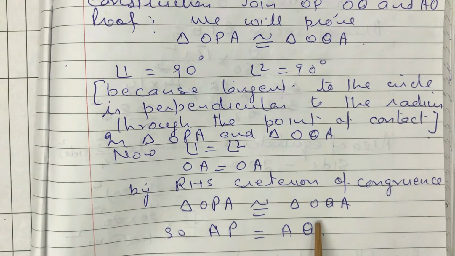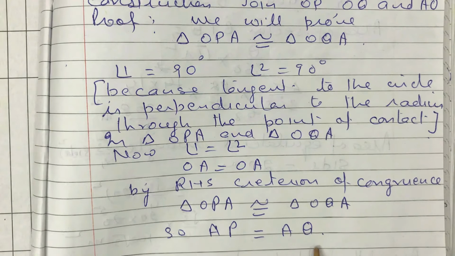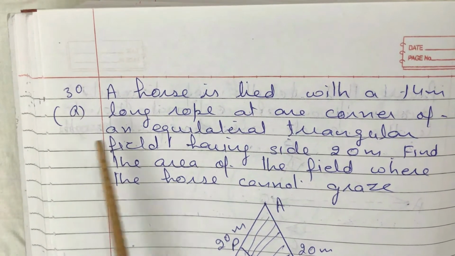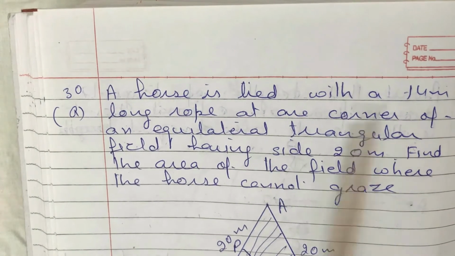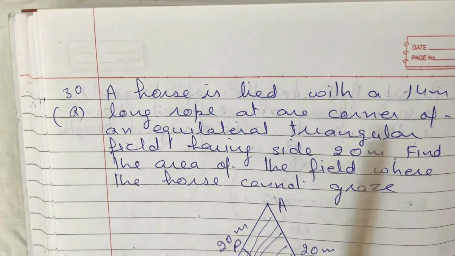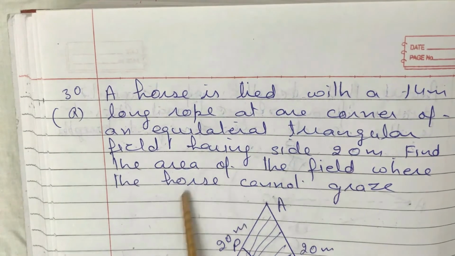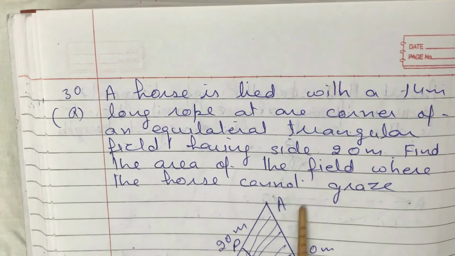So this is a theorem and this is an easy theorem. I think you all can do it. Now the 30th question, A part. A horse is tied with a 14-meter long rope at one corner of an equilateral triangular field having side 20 meter. Find the area of the field where the horse can't graze.